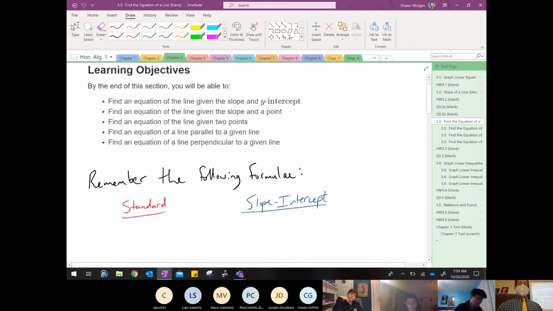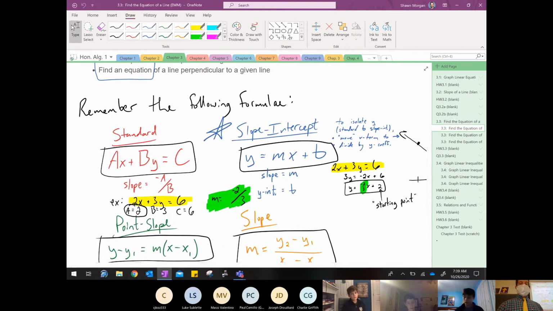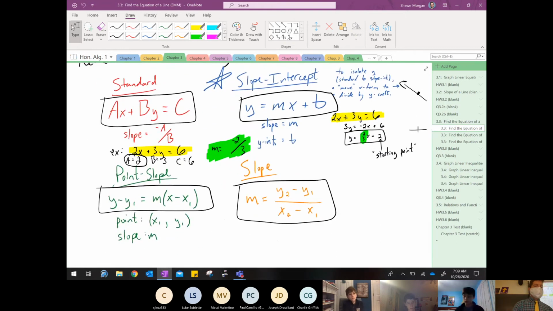No clue yet? Wait, it's standard. Try again. Those are our 4 formulas that we talked about last week, the 3 of which, green and red and blue, are our 3 forms of linear equality, or linear equation. So what do you think?